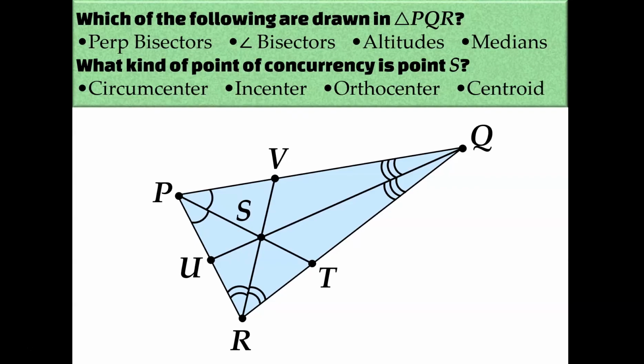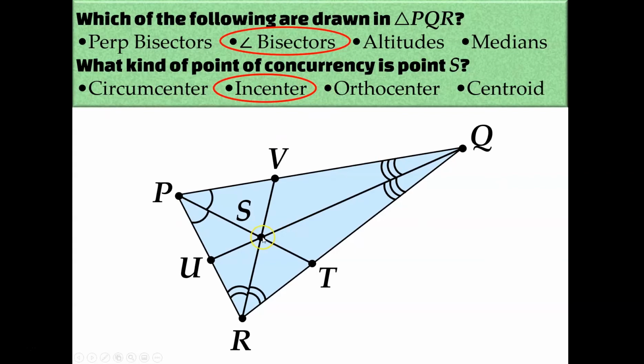Looking at this diagram, I see that each of the triangle's angles have been bisected, right? Angle RPQ was cut into two congruent angles by segment PT. And you could say the same thing for each of the other two angles in triangle PQR. The type of segment that bisects angles is called an angle bisector. So all three of these segments must be angle bisectors of this triangle. And we learned that the angle bisectors of a triangle intersect at a point called the incenter. So point S would be the incenter of triangle PQR.